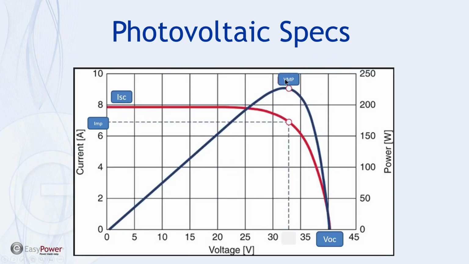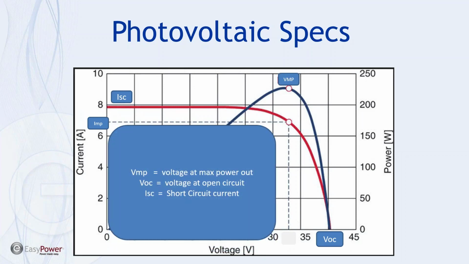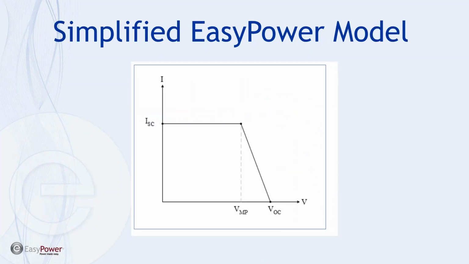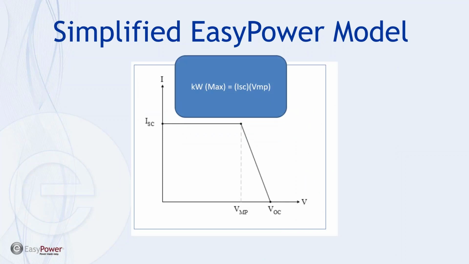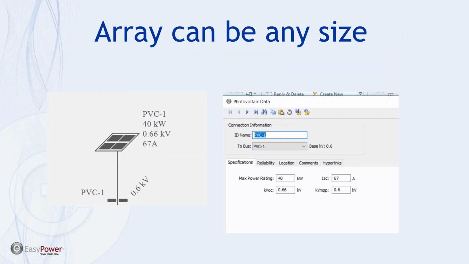So when we come back and define the voltage for maximum power, short circuit current, and the open collector voltage, those are elements that can be derived, as I say, from the data sheet. And then by that definition, EasyPower utilizes this basic model for both max power calculations and in the power flow side of the world.